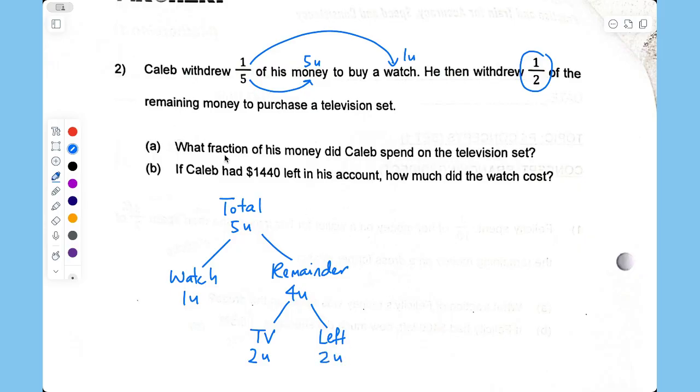Part A. What fraction of his money did Caleb spend on the television set? That will be 2 units out of total 5 units. So the answer to part A is 2 out of 5.